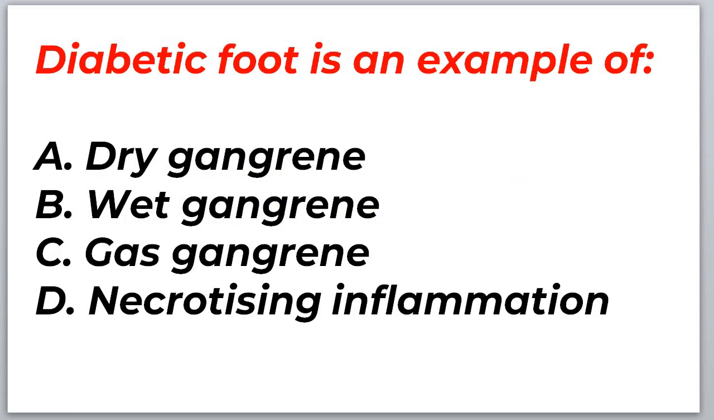Diabetic foot is an example of: option A, dry gangrene. Option B, wet gangrene. Option C, gas gangrene. Option D, necrotizing inflammation.